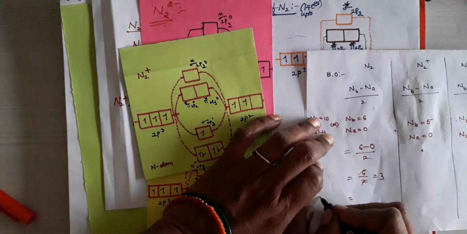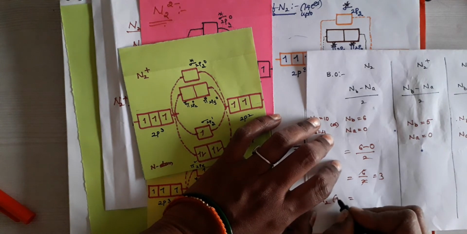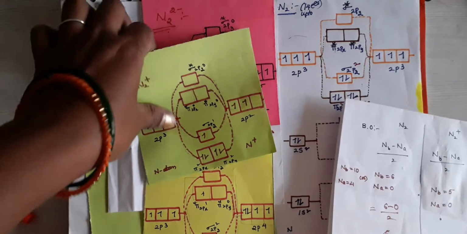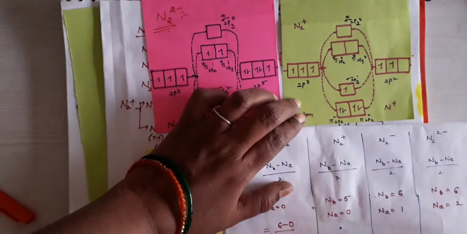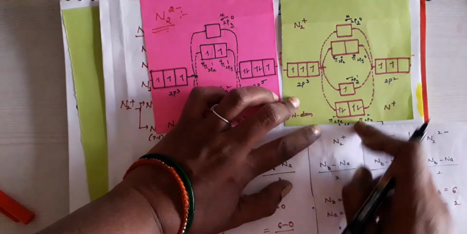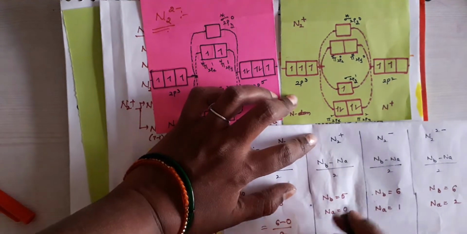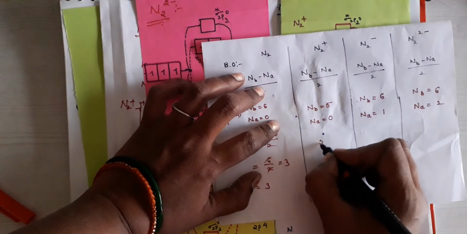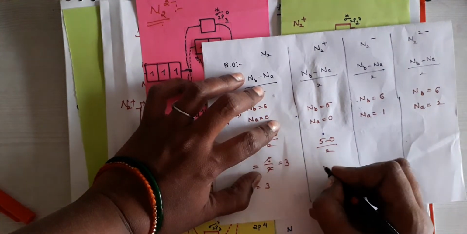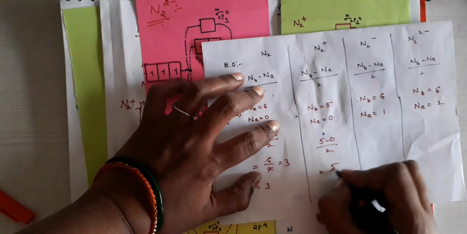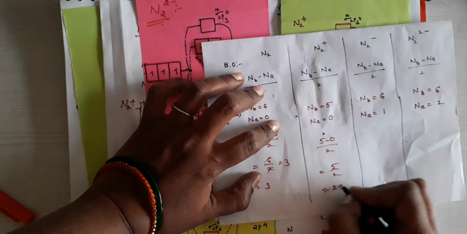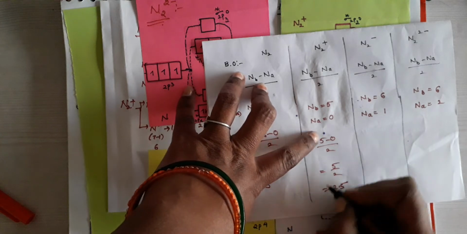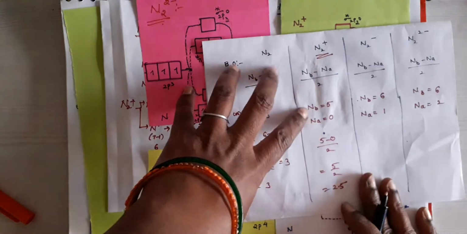So the bond order of N2 is 3. Next, N2 plus. See here, bonding side 5, anti-bonding side 0. Then you write 5 minus 0 by 2, that is 5 by 2, nothing but 2.5. The bond order is 2.5 for the N2 plus ion.